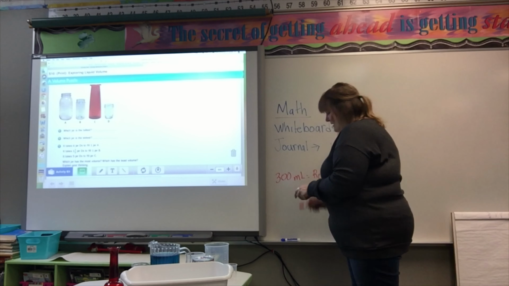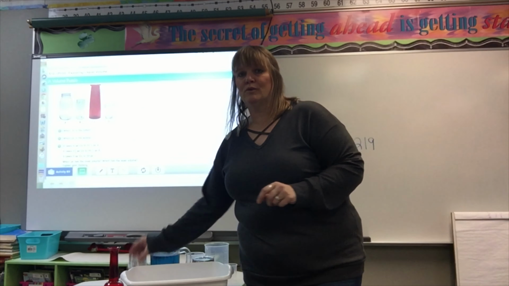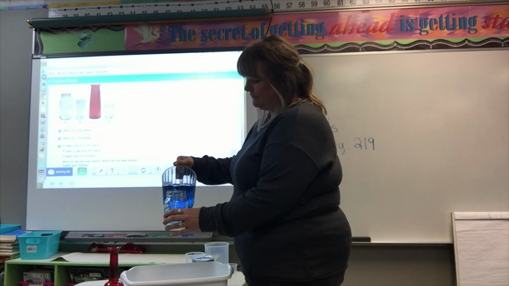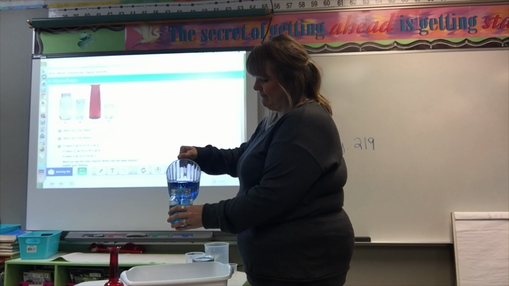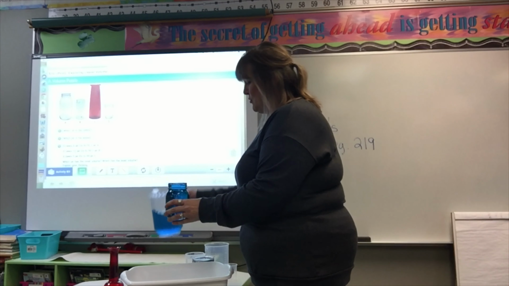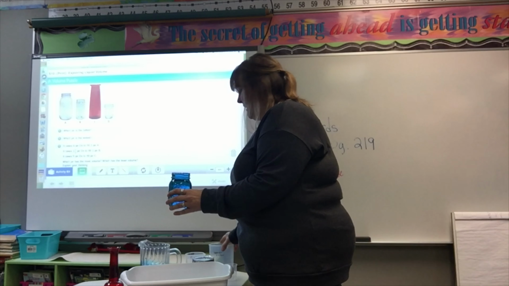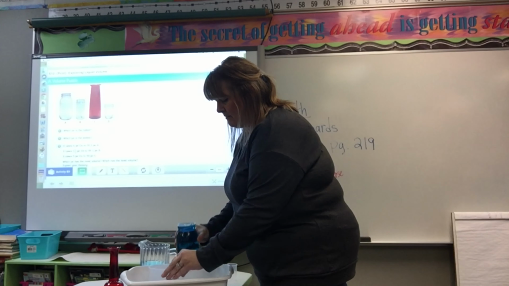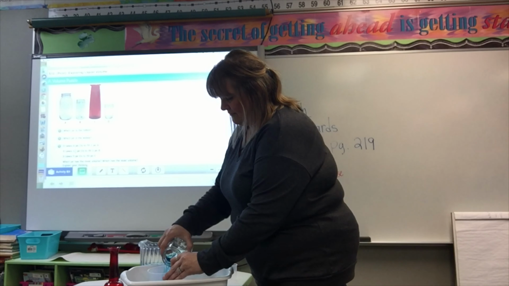All right. Let's try this mason jar now. So we're going to do the same thing. We're going to fill up the mason jar. There we go. It's getting filled up. Woo! And we're going to see how much the mason jar could hold. So I have my same liter. We'll fill that in there.